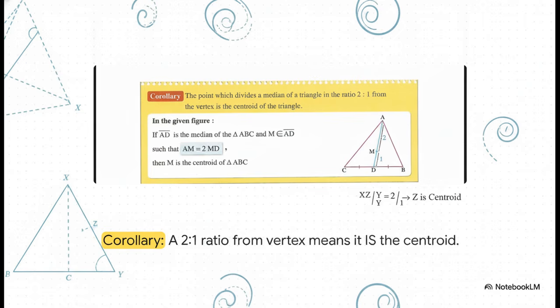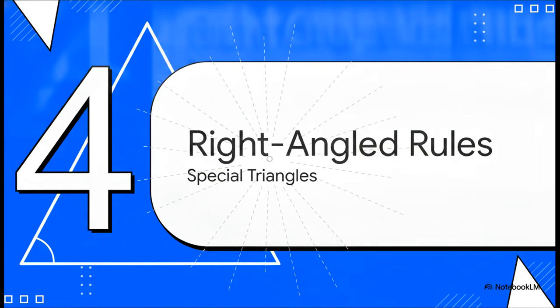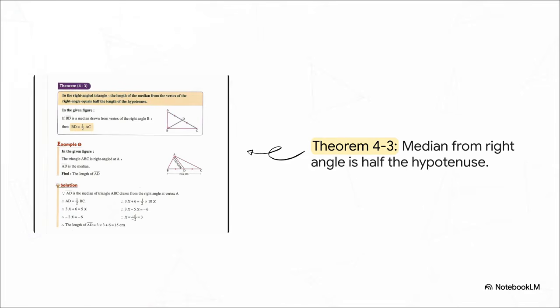Up until now, these rules have applied to every single type of triangle. But what if we look at a very specific, very famous type of triangle? That brings us to Section 4, right-angled triangle rules. Things get really, really interesting when we introduce a perfect 90-degree corner. Theorem 4.3 reveals a highly specialized rule.